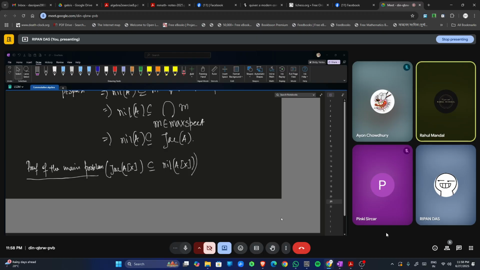Then take some f from the Jacobson radical, like a naught plus a1 x plus dot dot dot a n x^n. Then 1 minus x f, that is 1 minus a naught x minus dot dot dot a n x^(n+1), will be a unit. Yes, you are correct. Then by the previous result, we will get a naught to a n are nilpotent. Yes, you are done. Pinky, do you have any other solution?